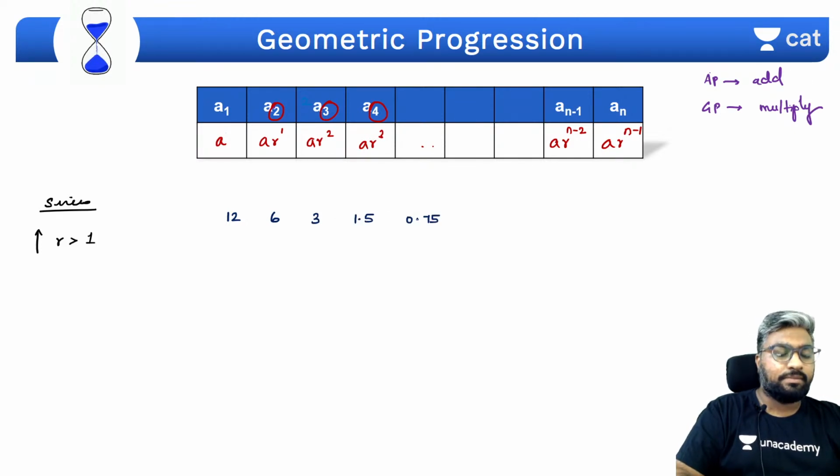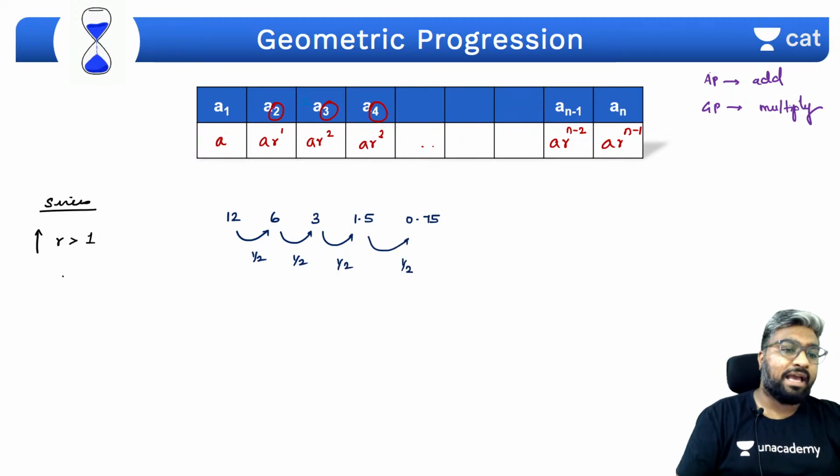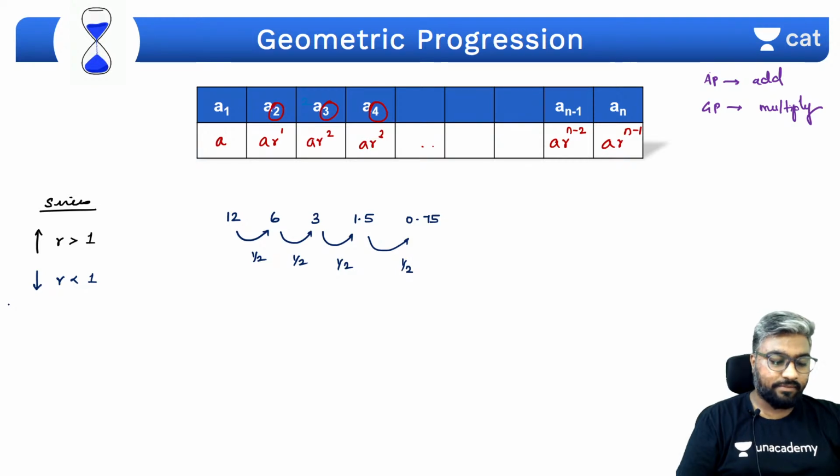What is happening here? Your sequence, the terms, are decreasing. Correct? Half, then again half, then half of 3, then half of 1.5, half, half, half. So here, R is less than 1. So if R is less than 1, then the sequence will decrease.